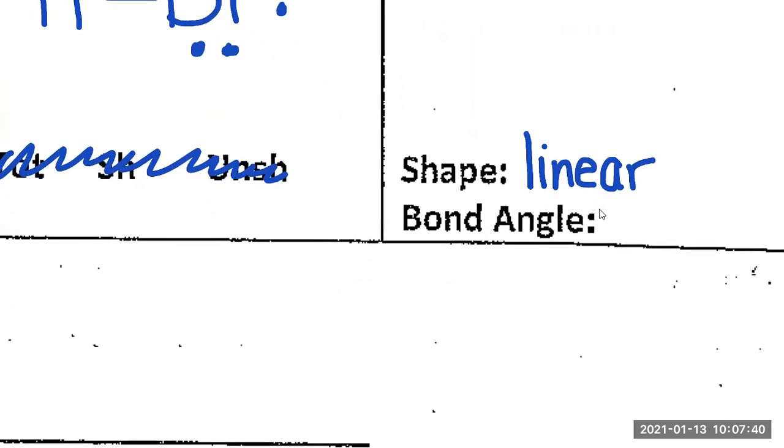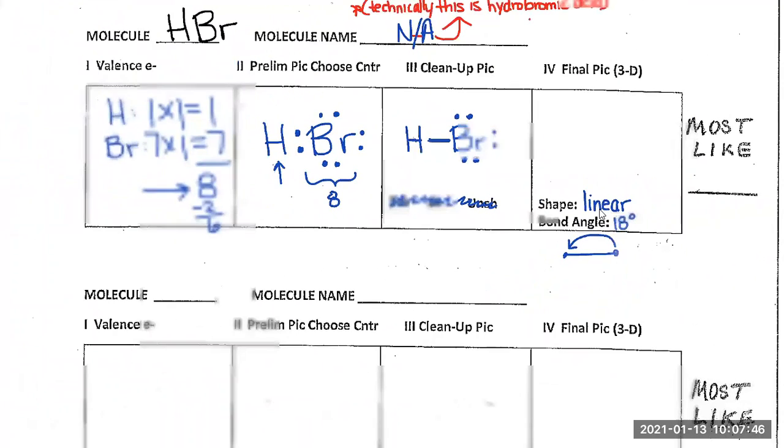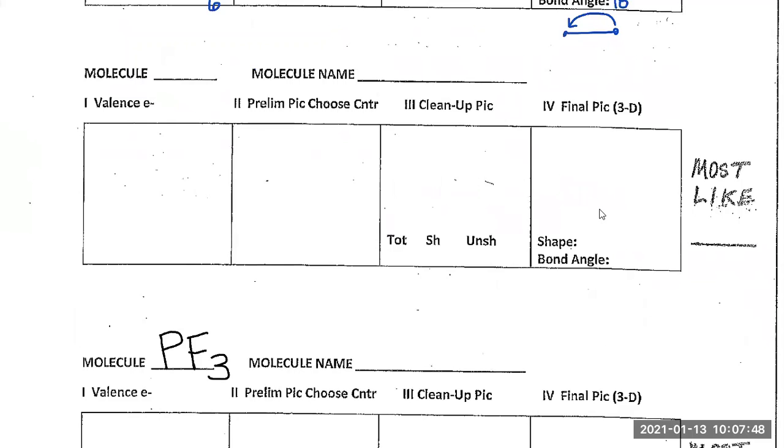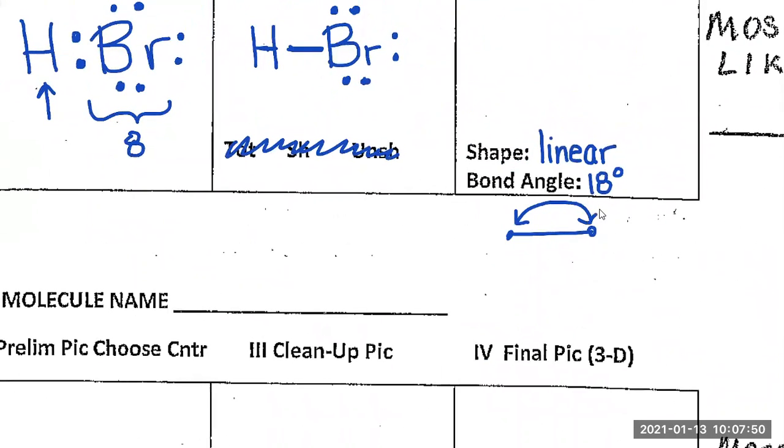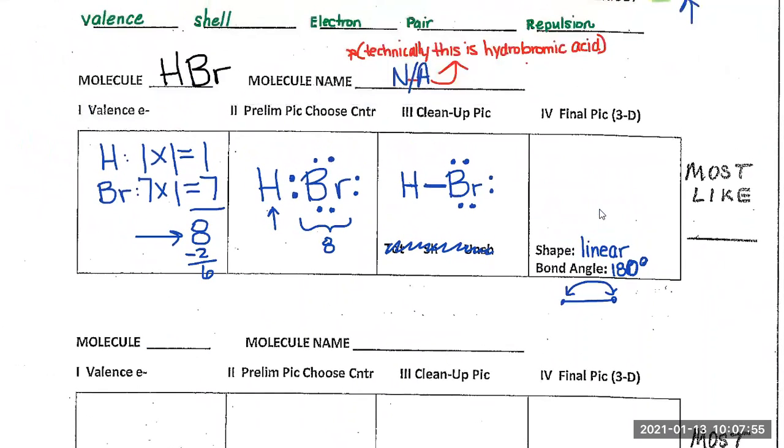And what's the bond angle for a straight line? 180 degrees. In other words, the angle between these 2 things is going to be 180 degrees. And that's never going to change. So 180 degrees. And we're not going to do a final picture. And we're not going to worry about most of that right now. So that's our first one. That's our simplest one.